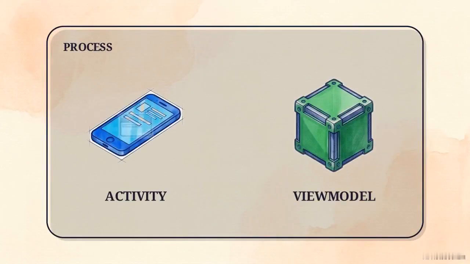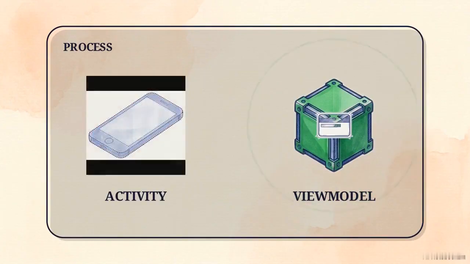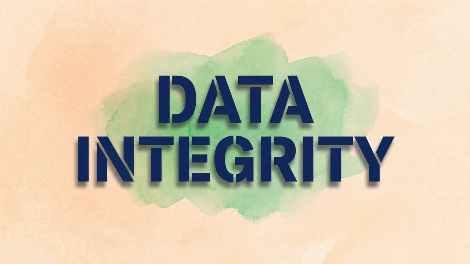Placing state here reconfigures how memory and ownership are structured in Android, shifting the burden of data retention away from the transient UI. Mastering this architecture is the only way to protect user data from arbitrary OS recycling and prevent silent state loss in production.